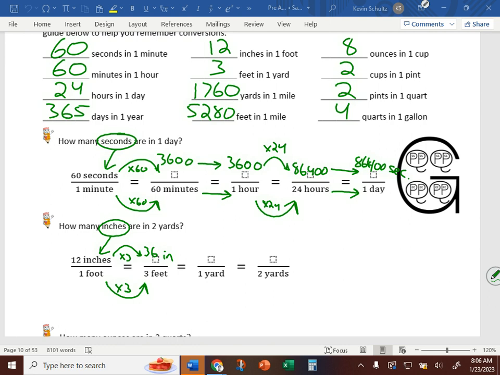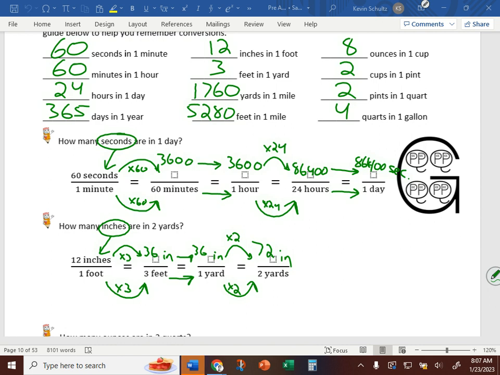Now that we've done a scale factor, what comes next? Conversion. 3 feet is equal to 1 yard, which means that 36 inches is equal to 1 yard. And now that we've done a conversion, we do a scale factor to get up to 2 yards, which is what we want in our final answer. So times 2, and we get 72 inches in 2 yards.